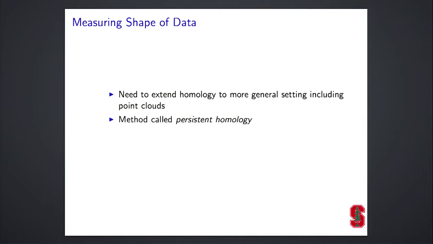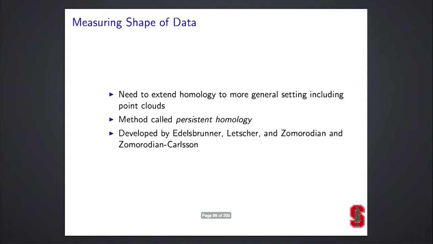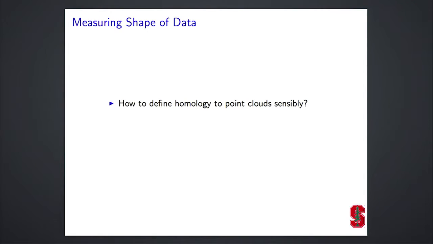So the idea is now to try to extend homology to a much more general setting, that is to say, where we don't have complete information, where we don't have the complete space, but we just have a sampled form of it, a finite metric space or a point cloud. So the method is called persistent homology, and it's what's been developed over the last 10 or 15 years. So how do you do it? How do you define homology for point clouds sensibly? Because finite sets are discrete. You can't say anything about them just by taking their naive homology.